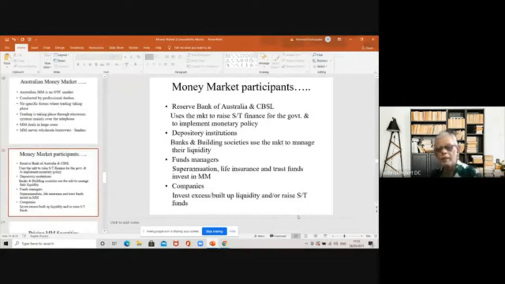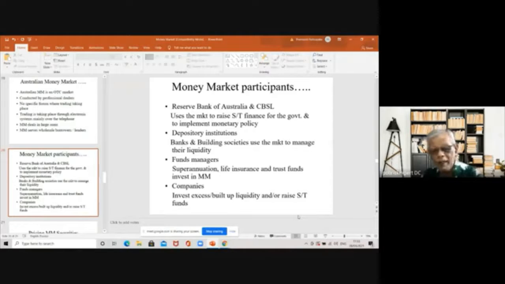Money market participants. In Australia, the Reserve Bank of Australia, the central bank, and in Sri Lanka, Central Bank of Sri Lanka is one of the main participants, uses the market to raise short-term finance for the government and to implement monetary policy. Then depository institutions, banks and building societies use the market to manage their liquidity. Fund managers, superannuation, life insurance, and trust funds invest in money market. Companies invest excess built-up liquidity and or raise short-term funds through the money market.